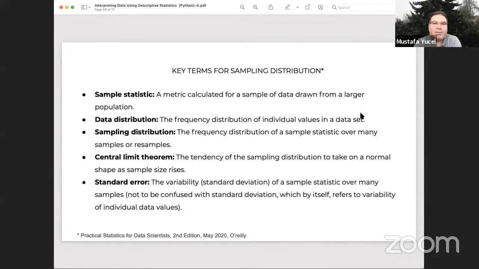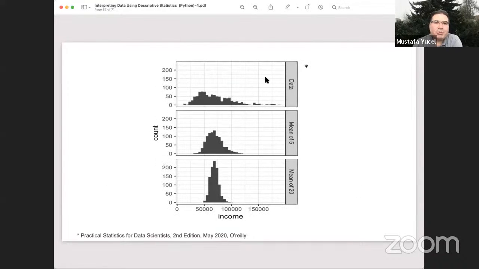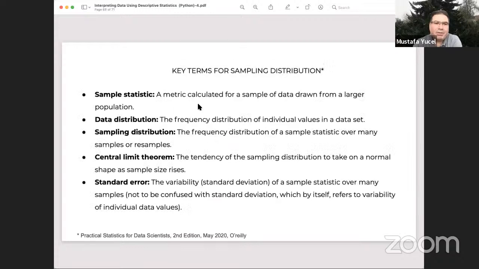Okay, key terms for sampling distribution. Sample statistic: a metric calculated for a sample of data drawn from a larger population. Data distribution: the frequency distribution of individual values in a data set. This is the data distribution. This is not sampling distribution. These are real individuals. But sampling distribution is different.